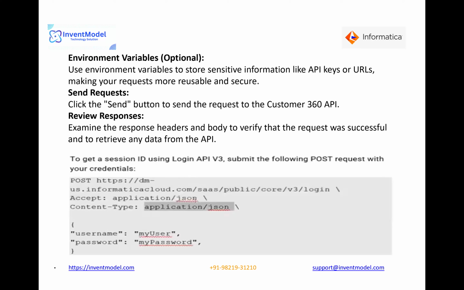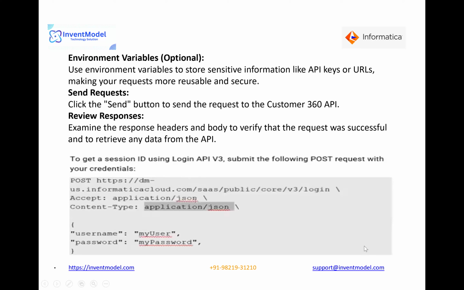Once we get the response back, we can look for success or failure. If the server has responded properly and we have passed the correct parameters, values, and URL, and the user login and password details properly, we will get the response back. And whatever operations we have requested, we will retrieve. So we need to examine the response header and body to verify that the request was successful and retrieve any data from the API.